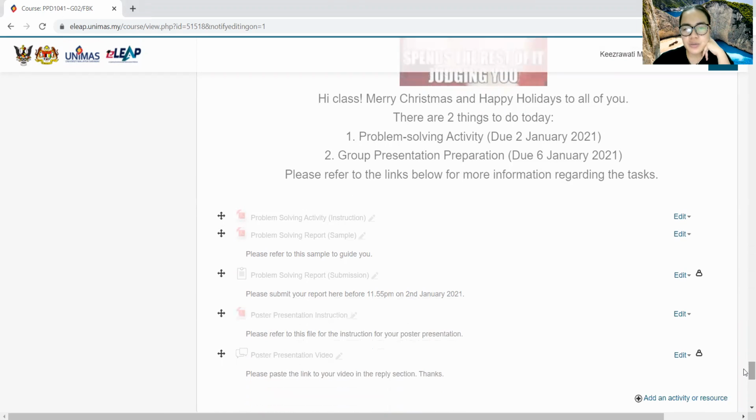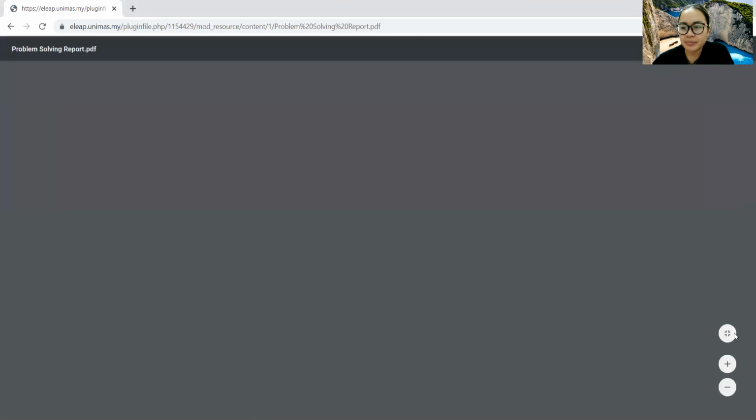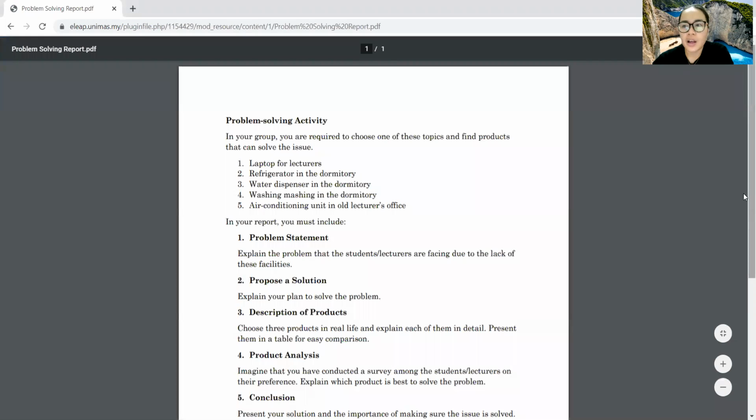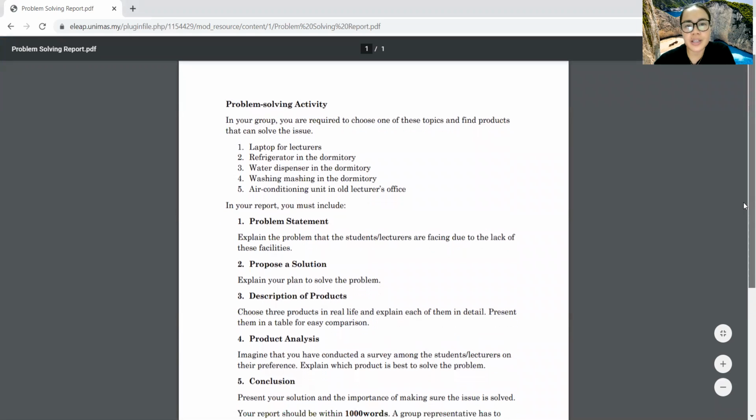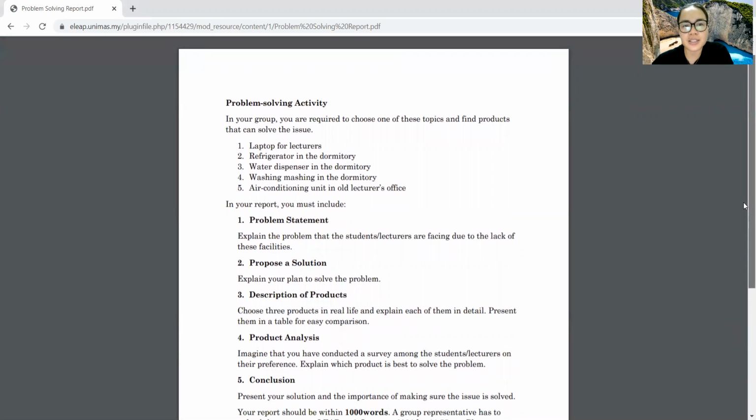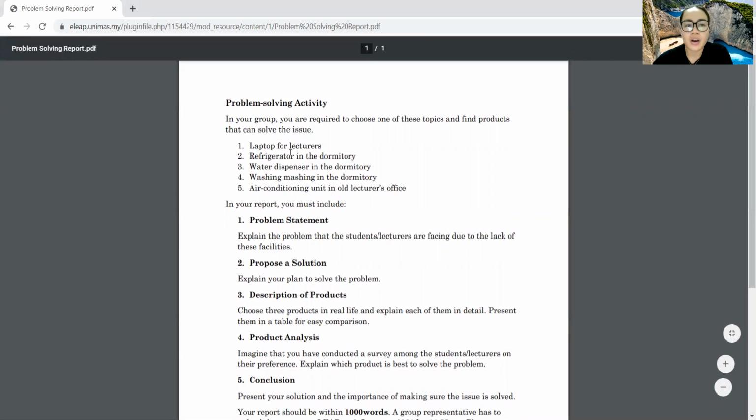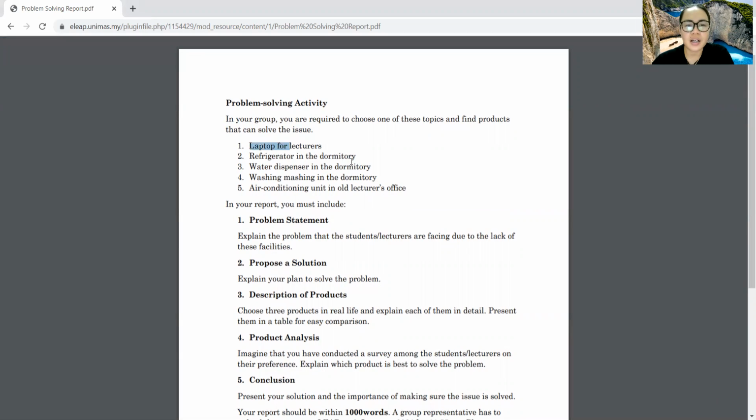So the first one, problem solving skills. Let's look at the instruction together. In your group, you're required to choose one of these topics and find products that can solve the issue. It's okay if two groups choose the same thing. It's fine, but I prefer that you don't choose the same topic as the other groups, so you can ask each other later. But anyway, I don't mind if two groups choose the same topic.